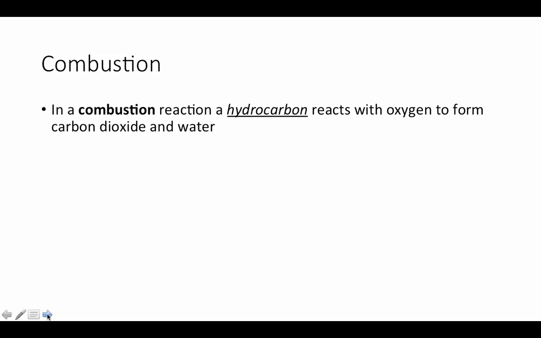So in a combustion reaction, you have a hydrocarbon and it reacts with oxygen to form carbon dioxide and water. These ones typically are the easiest because they're the same every single time. You have a hydrocarbon reacting with oxygen and it forms carbon dioxide and water every single time. Remember when we lit that candle on fire and held the beaker over the top, we were able to tell that water was being released from the flame as it collected on that beaker.